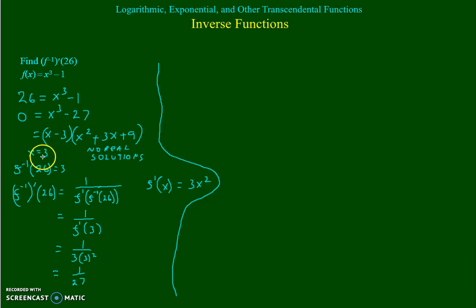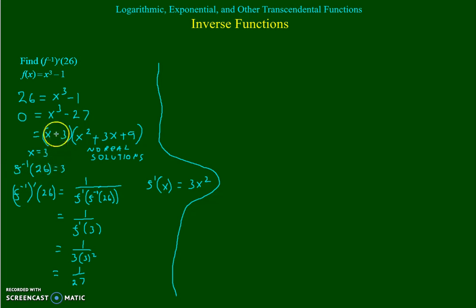That means that the x value of 3 will generate a 26 on the outside. And that tells us that f inverse at 26 is 3, because the range of this is the domain of this, and the domain of this is the range of that. And again, we found the value of an inverse at a value without actually finding the inverse.